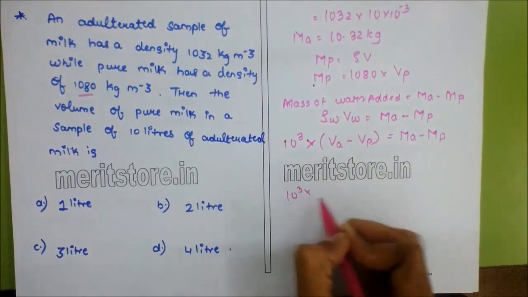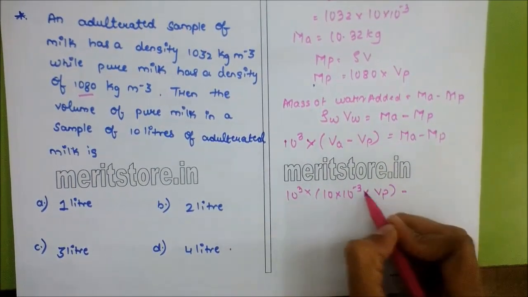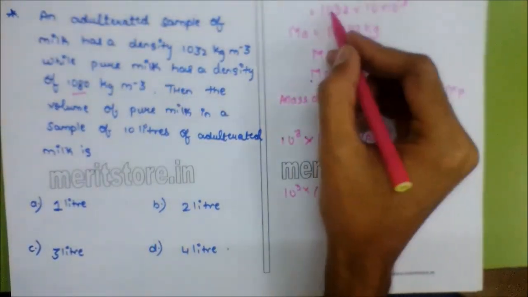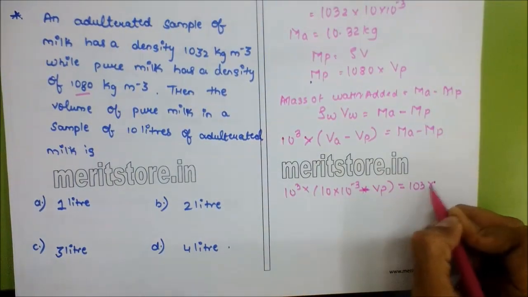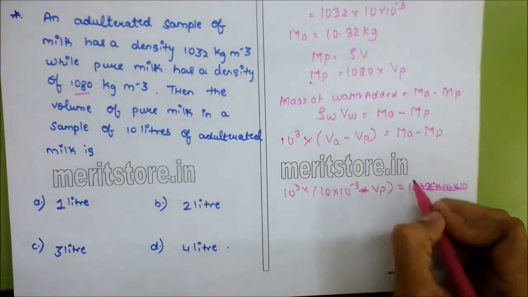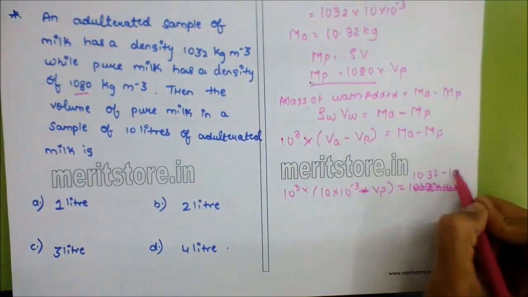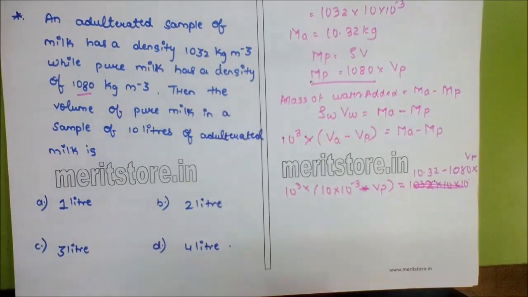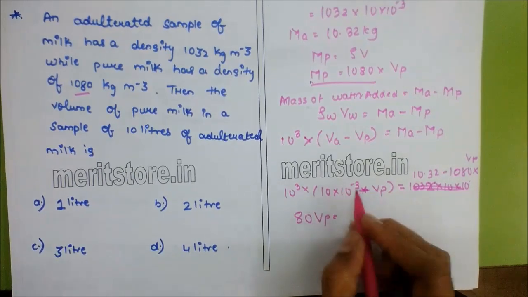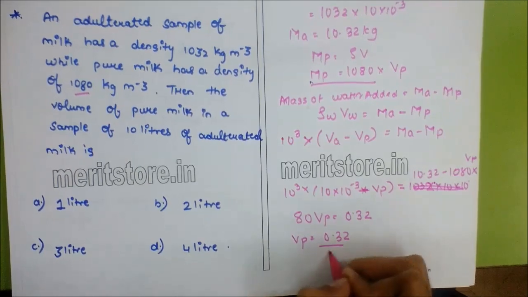Okay, so 10 raised to 3 into 10 into 10 raised to minus 3, that is the volume of adulterated milk minus the volume of pure milk, and it is equal to the mass of adulterated milk, which is 1032 into 10 into 10 raised to, we have got the answer earlier, that is 10.32, minus MP, the mass of pure milk, which is 1080 into Vp. Okay, on solving all this we get 80 of the volume of pure milk is equal to 0.32. So pure milk is equal to 0.32 upon 80.